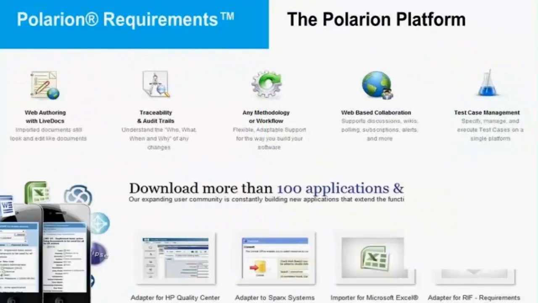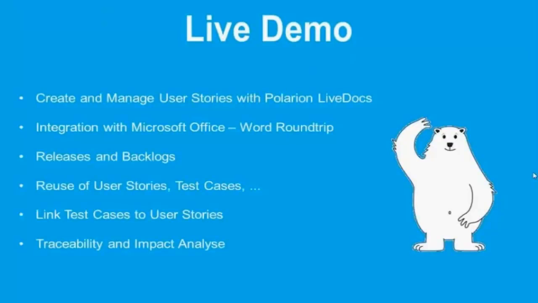So in our live demo, we have seen how you can create and manage user stories with Polarion LiveDocs. We've seen the integration with Microsoft Office. I showed you the Word round trip, but you can do this with Excel as well. We have seen how you can plan the user stories to releases or backlogs, how we can reuse documents and some work items in there, like user stories, test cases, requirements. How you can link test cases to user stories. And you've got the traceability and impact analysis, with the impact analysis done by the suspect option.